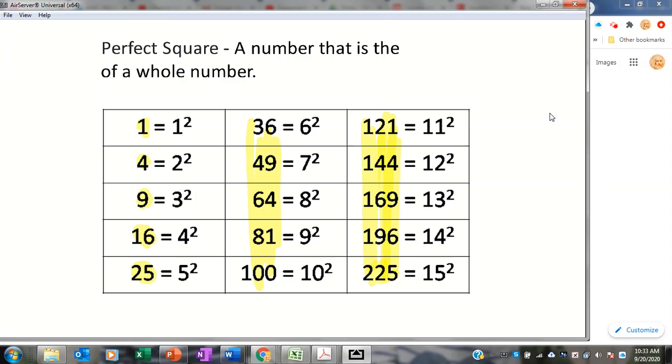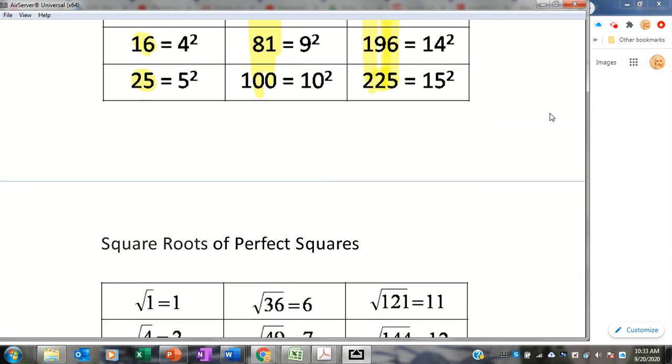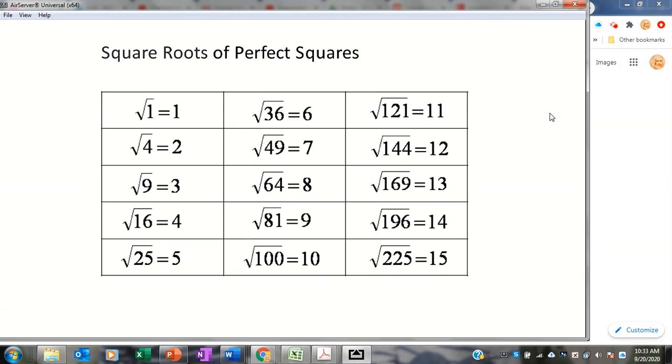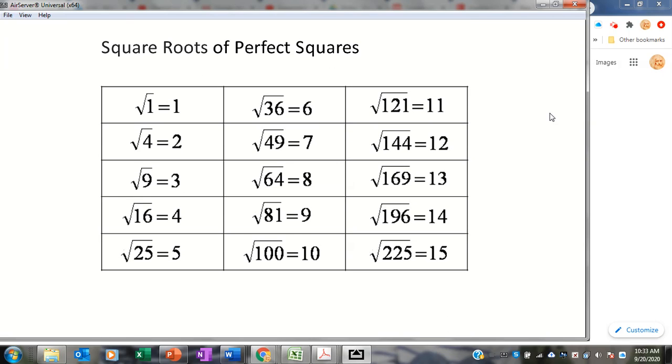So it would be helpful if you had those numbers committed to memory at some point because it makes it much easier to do what we're about to do, which is simplify radical numbers. So there is this box here you can always refer back to if you need it. So these are all square roots, and you can see it's the opposite operation. So if you want to undo squaring something, you square root.